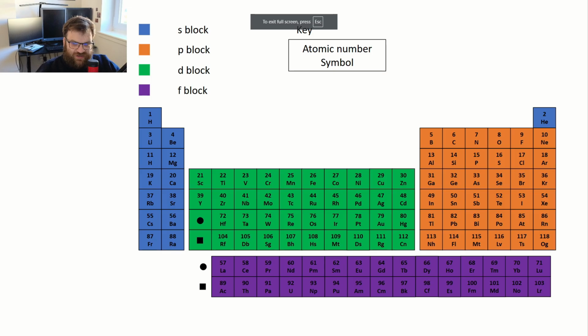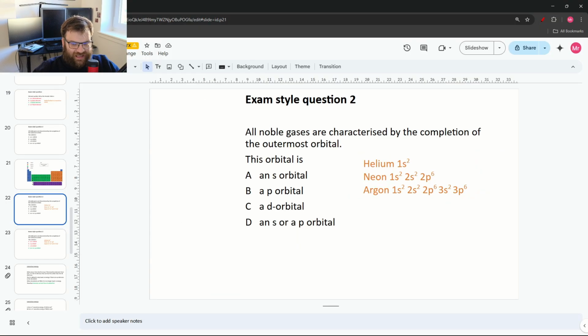The other option is just to remember the different blocks within the periodic table, where you have group 1 and group 2 as our S block, the P block being groups 3 along to group 8, transition metals would be D block, and then your lanthanides and actinides down at the bottom would be your F block. Key thing to this question is helium is 1s2, so that's an S block element, even though all the rest of them are P block. It's asking about the whole entire group, so it would be an S or P block element.